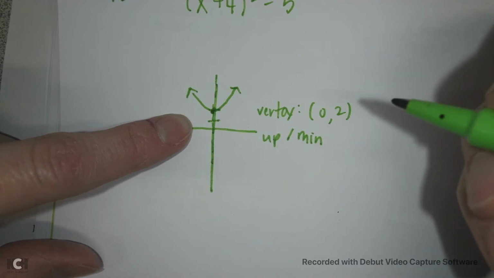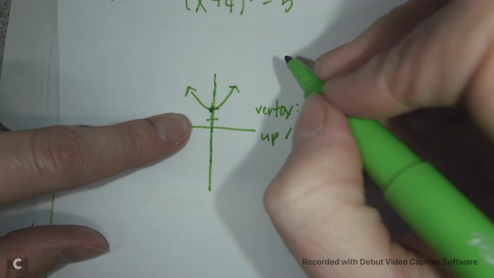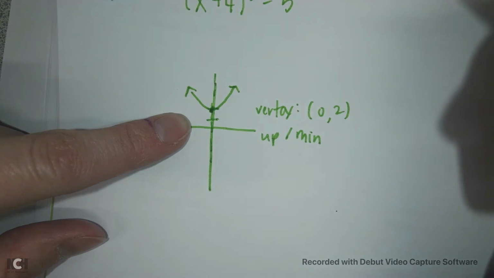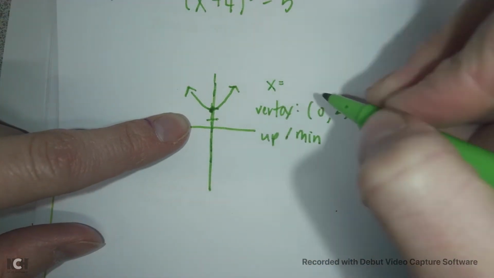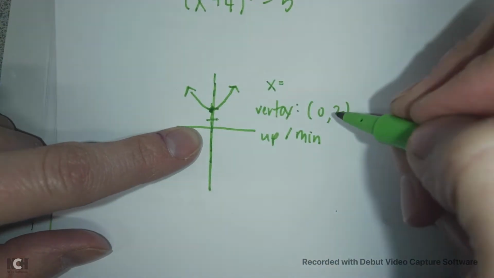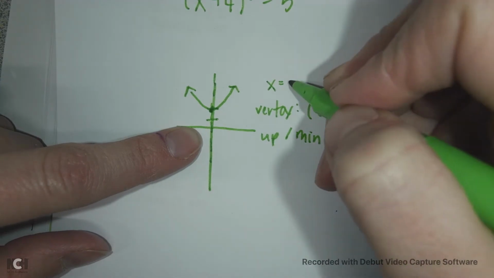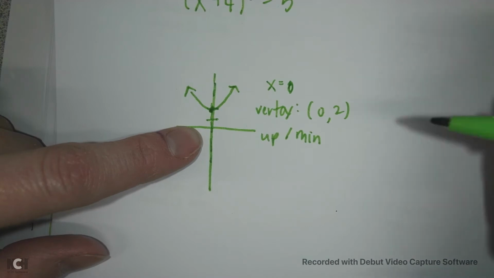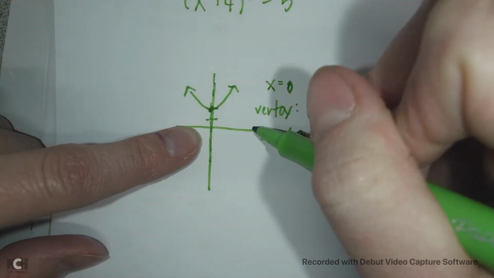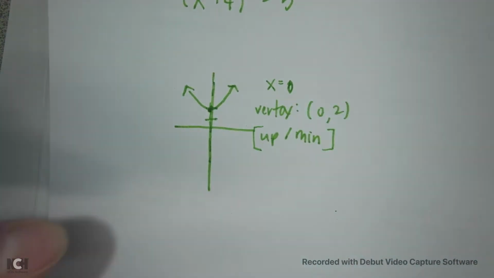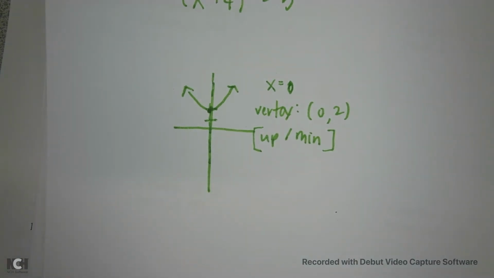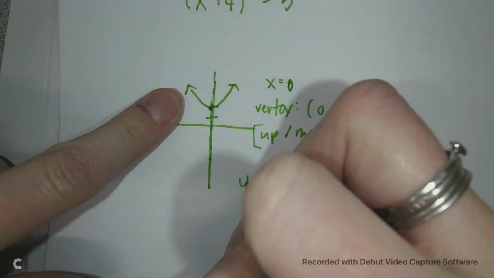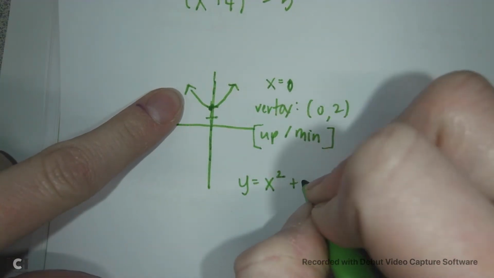And then we would need to figure out our axis of symmetry. So your axis of symmetry is always an equation, and it's always x equals, because it's a vertical line, and it's whatever your x value is for your vertex. So x equals 0. Okay, now the last one. Figuring out if this is up or a min, or a down or a max, needs to be based on your equation. So the equation of this guy is y equals x squared plus 2.